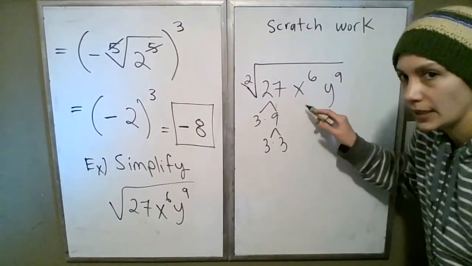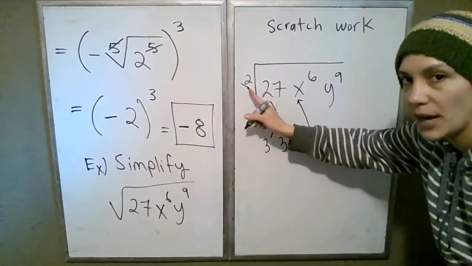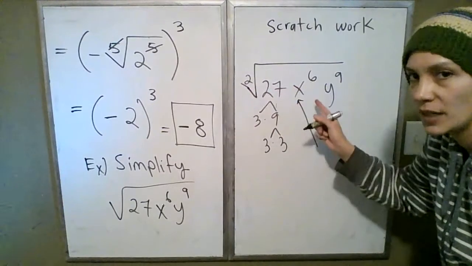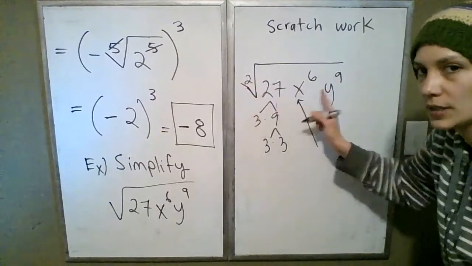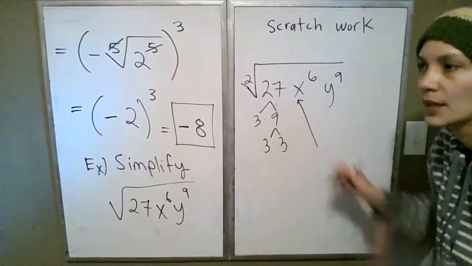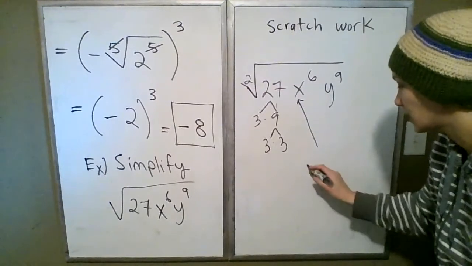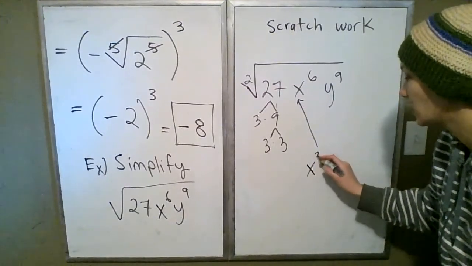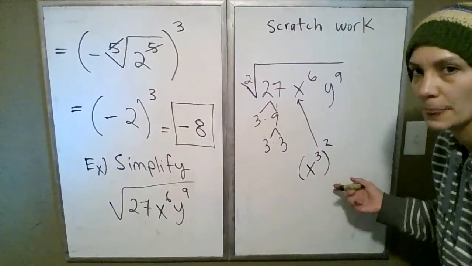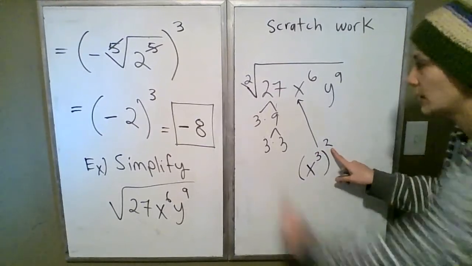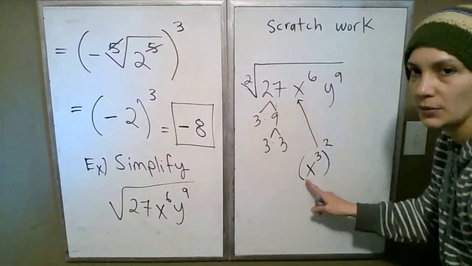Okay, we're going to look at x to the 6th and consider a power of 2. So if I can get some kind of power of 2 that matches that root 2, they'll undo each other. And luckily 2 divides right into 6. So I can write this as x cubed and then squared. That's one way to look at it. So that power of 2 will cancel in a sense with that root 2, and we'll get x cubed.